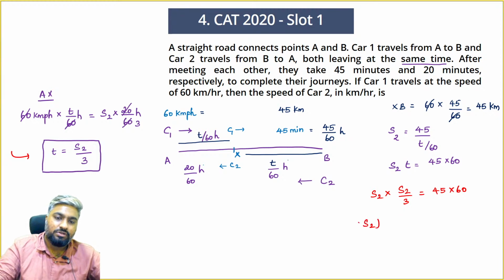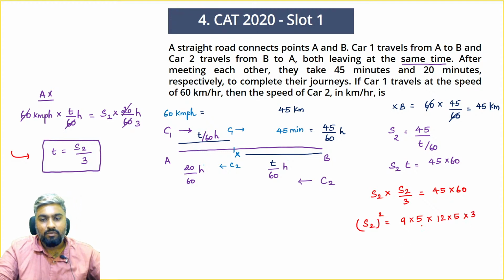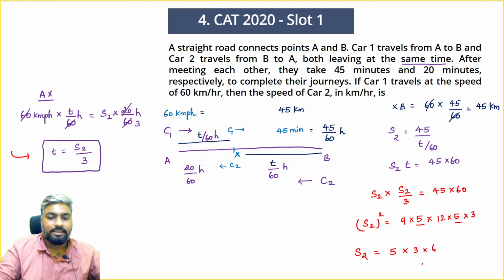So we have S2 square is nothing but 45, and I can say 45 is 9 into 5, 60 is 12 into 5, and we have the 3 getting multiplied here. 5 and 5, I'm taking the square root. S2 will be 5 into 5, square root is 5. 9 square root is 3. 12 into 3, 36, square root is 6. Clear? So what is S2? 5 into 3 into 6, 90 kilometers per hour.